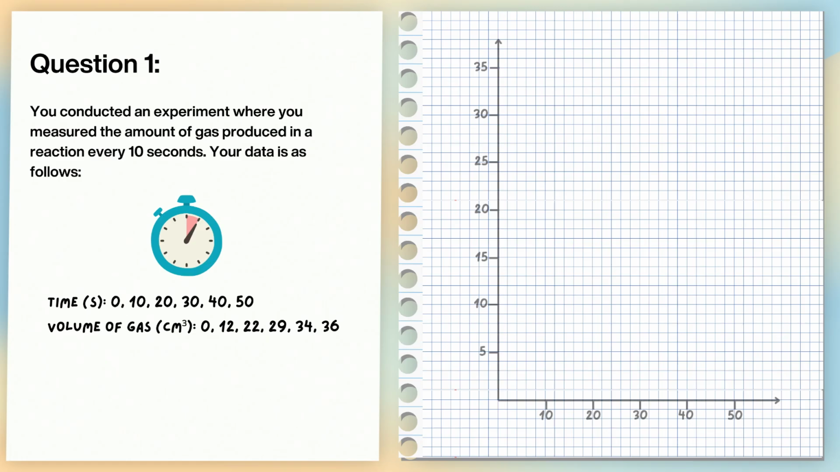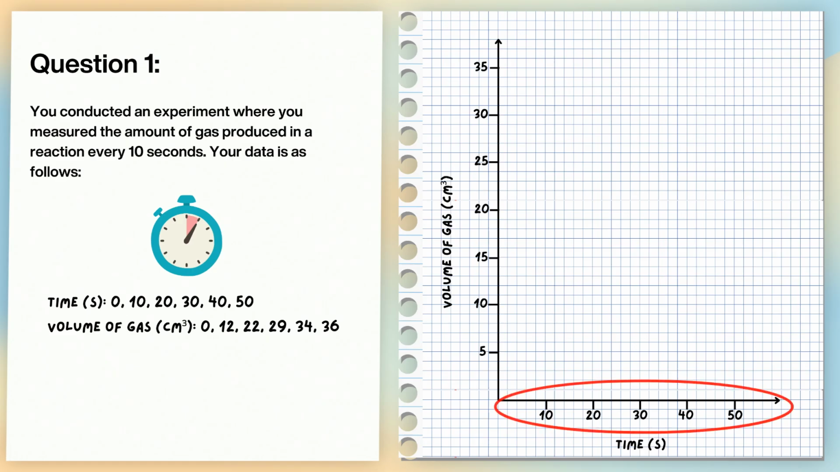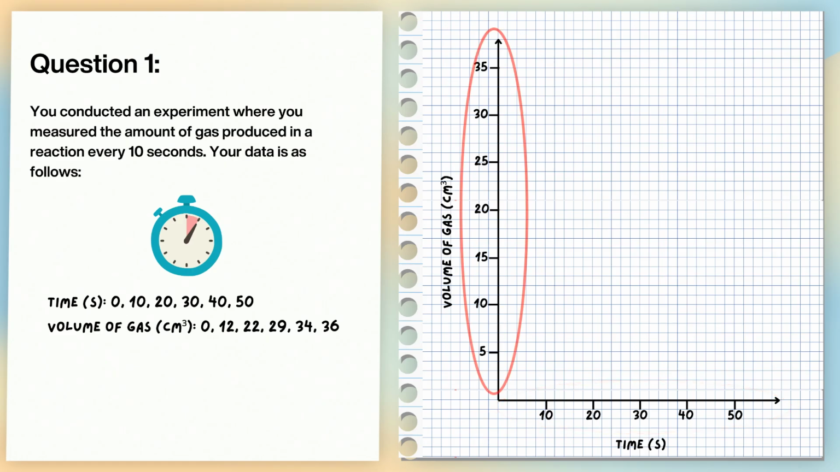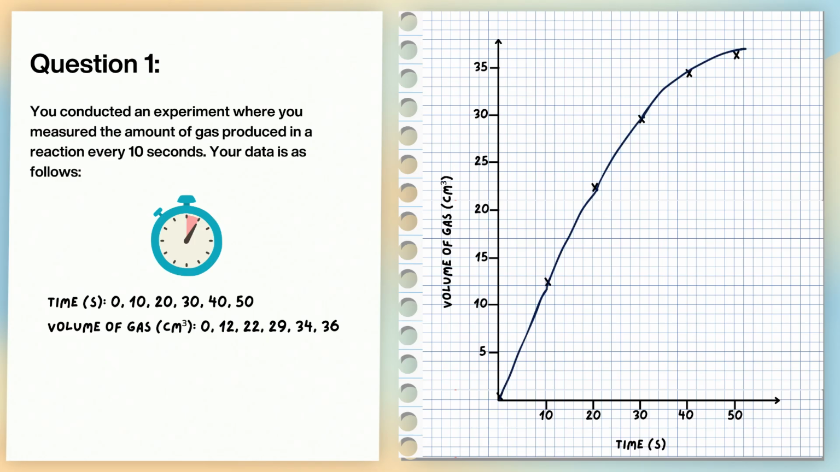Firstly, draw the x-axis for time, in seconds, and the y-axis for the volume of gas, in cubic centimeters. Then mark your axes with appropriate scales. For example, the x-axis could be marked in 10-second intervals, and the y-axis could be marked in 5 cubic centimeter intervals. Next, plot your data points. Finally, join the points to form a curve.